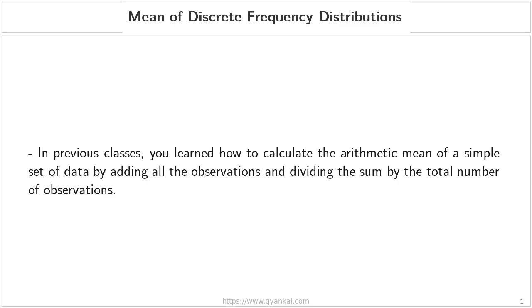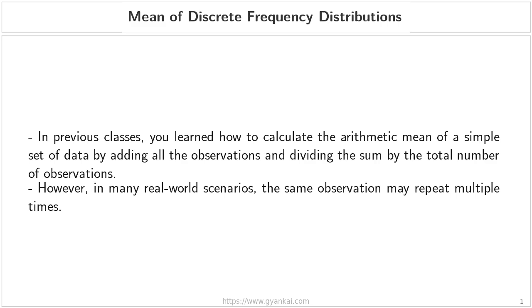Now, in our previous classes, you learned how to calculate the arithmetic mean of a simple set of data. You probably remember that process. You simply add up all the individual observations and then divide that total sum by the total number of observations you have. It's a straightforward method when you have a small, unique list of numbers.